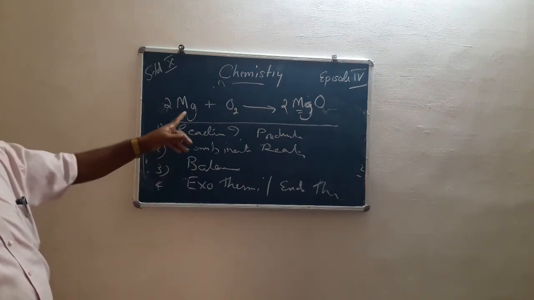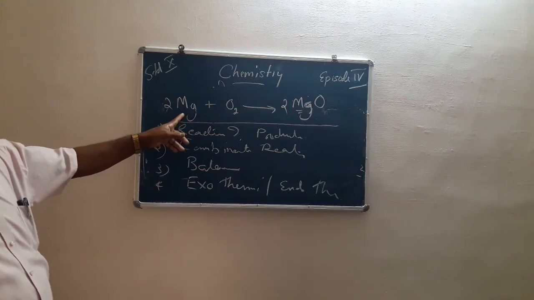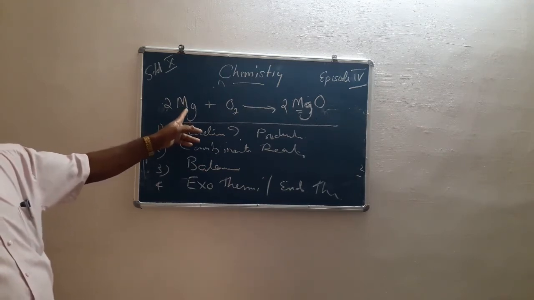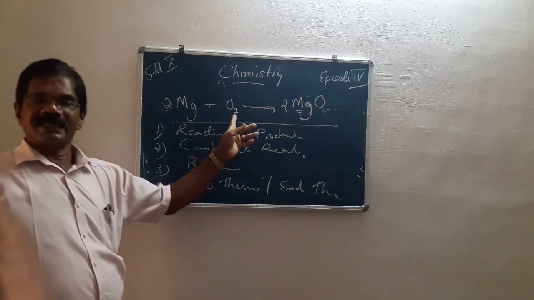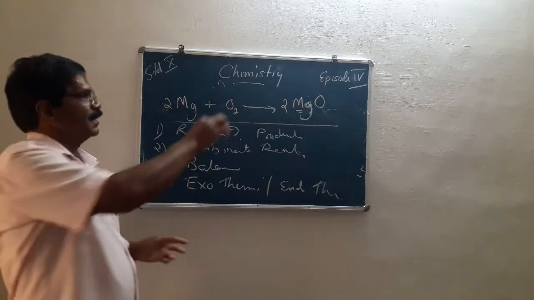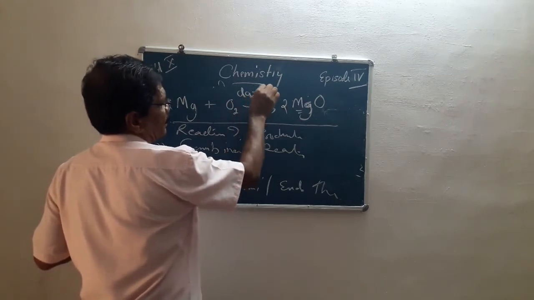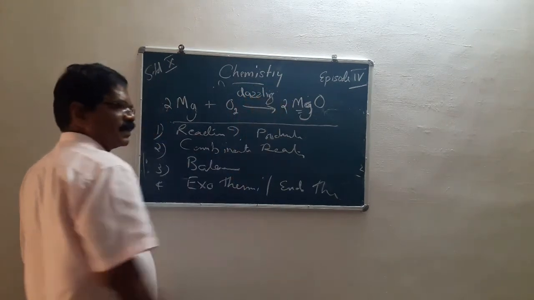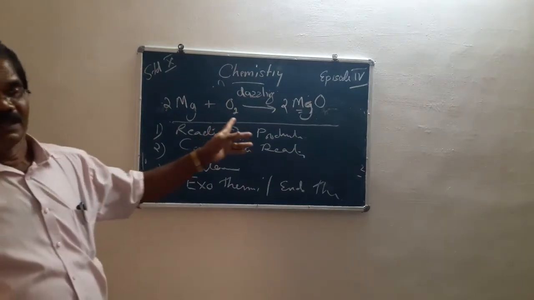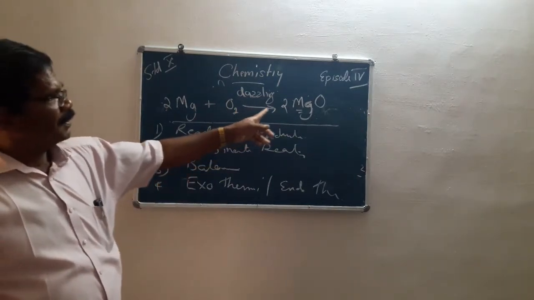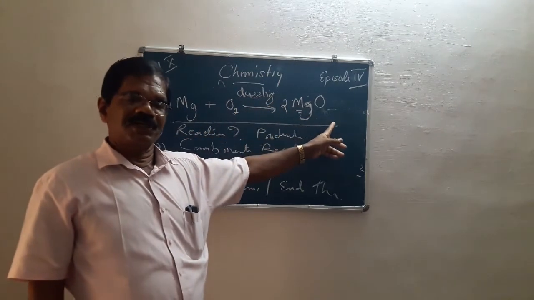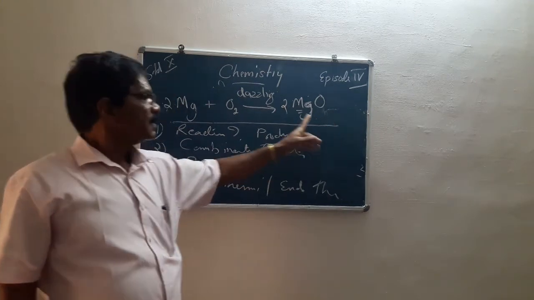Then in your test we also ask what happens when magnesium is put in a flame. Magnesium burns with a dazzling light. What do you mean by dazzling light? Dazzling light from magnesium when the magnesium oxide is formed.